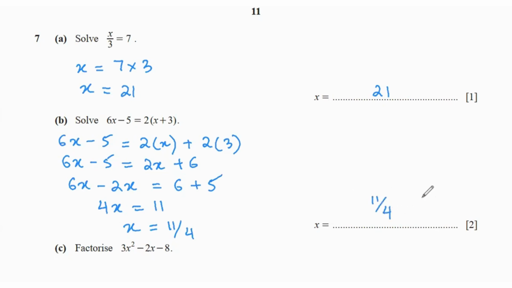Which you can rewrite as a mixed number as well. That would be 2 whole number, 3 over 4.